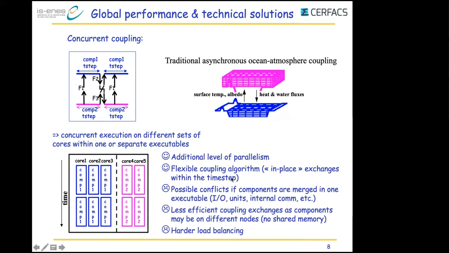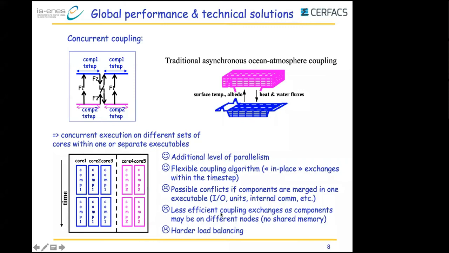The coupling algorithm itself can be more flexible than in the previous case, because as the components are running at the same time on different sets of resources, you can implement the coupling exchange whenever you want while they run. When you implement that type of coupling, you can either decide to assemble the two components into one executable, but if you do this, you may have possible conflicts, or you can run them as separate executables.